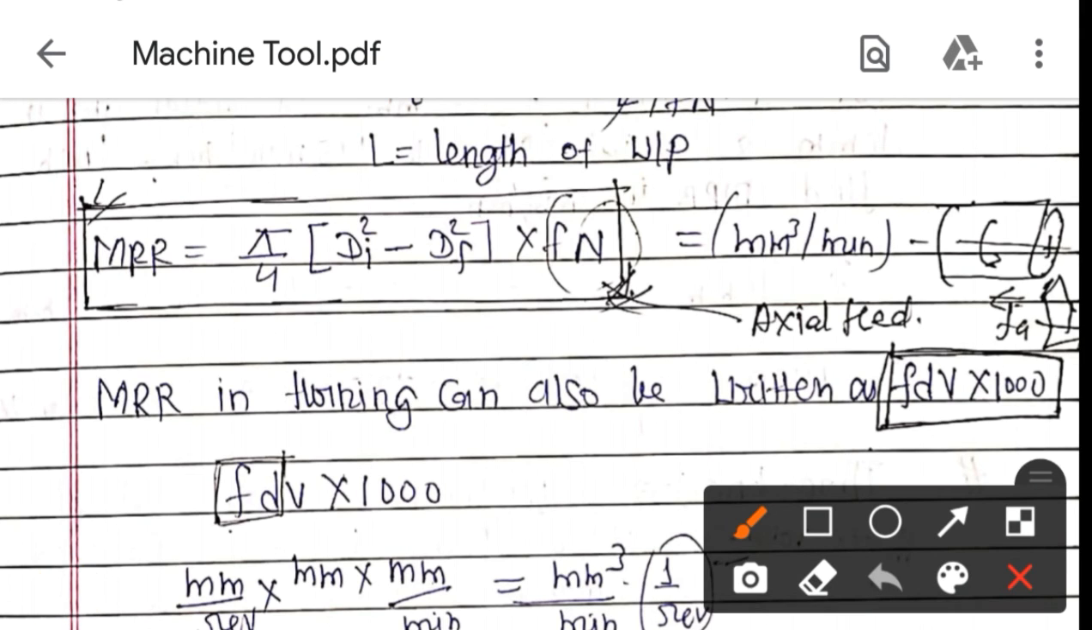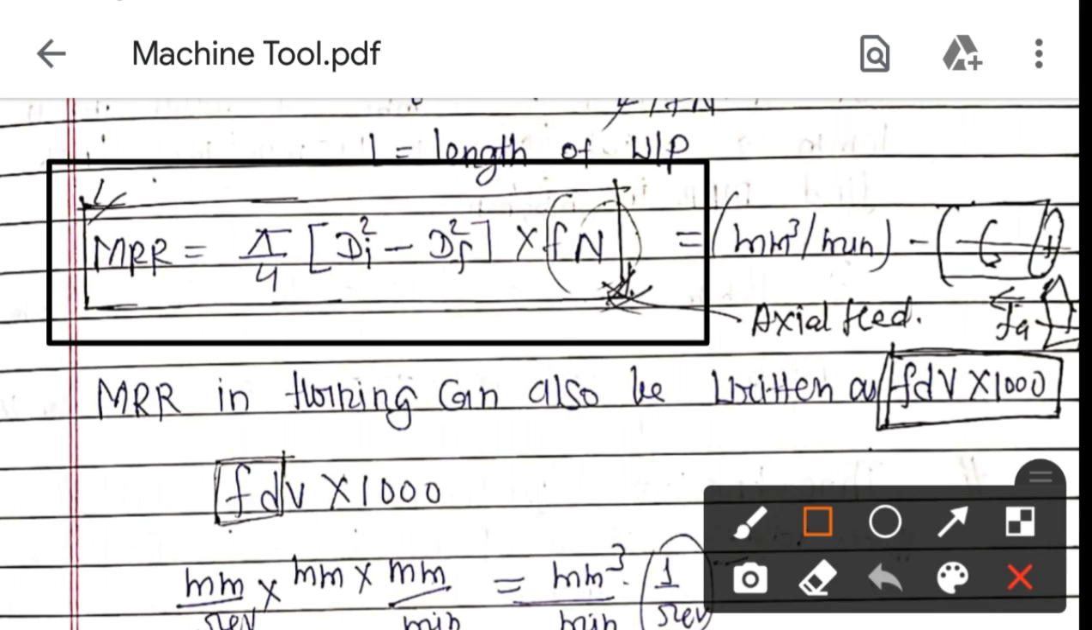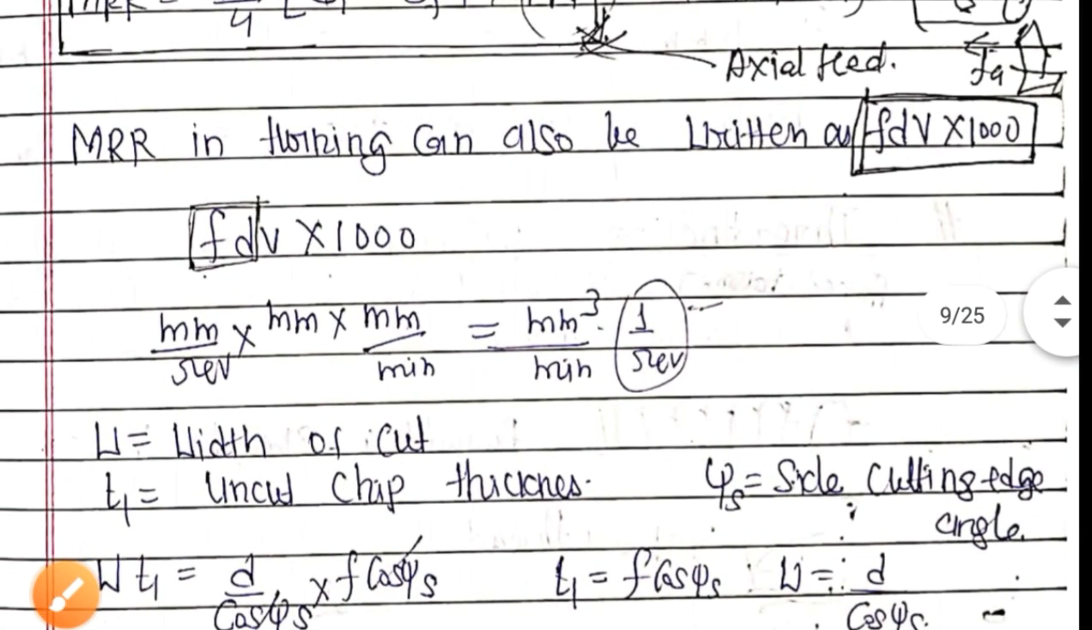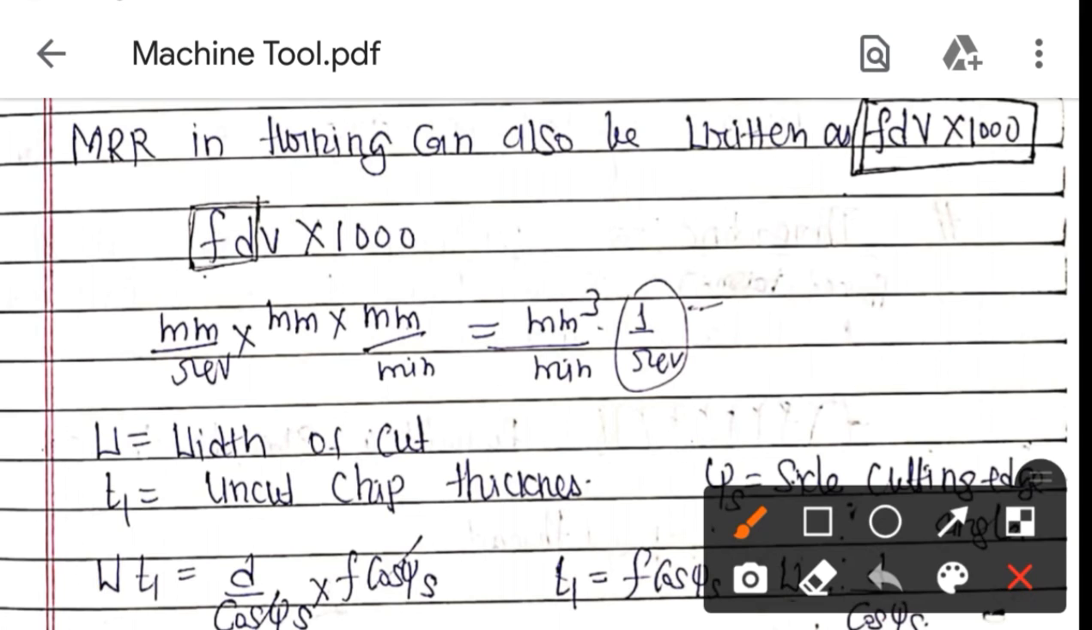Once again I'll repeat this important formula for finding the MRR. The MRR formula is pi by 4 into the square of the initial diameter minus the square of the final diameter, into Fn. This Fn is also known as axial feed, and the unit will be mm³ per minute. And there is one more formula. Sometimes, according to the data, you have to use it. There are two formulas. One more formula for finding the MRR in turning can also be written as F d V into 1000.